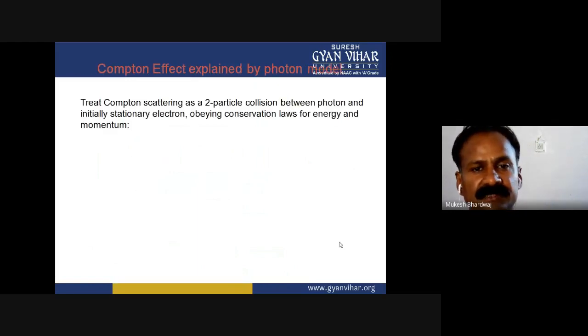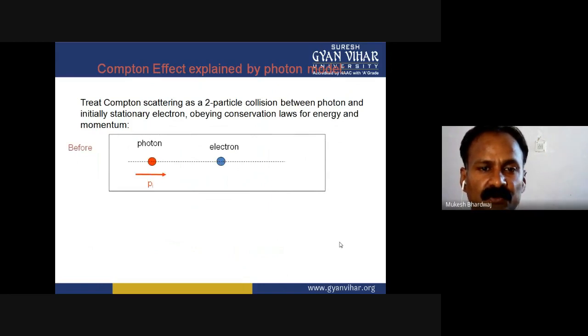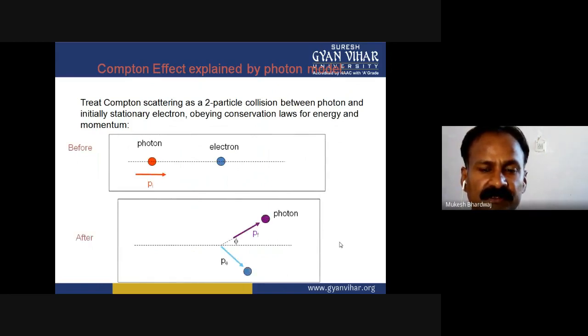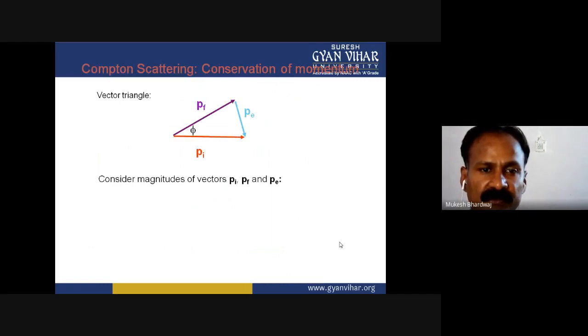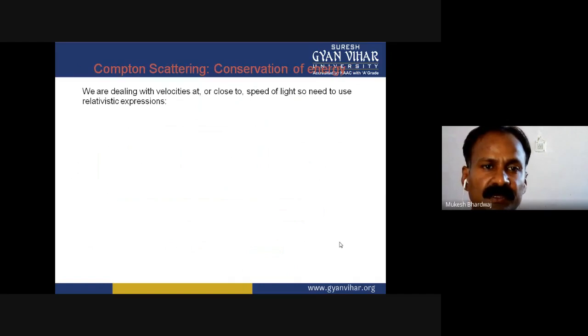Treat Compton scattering as a two-particle collision between a photon and an initially stationary electron, obeying conservation laws for energy and momentum. Before the collision we have the photon and electron; after this, the conservation laws of energy and momentum take place. Vector triangle: consider the magnitudes of the vectors p_i, p_f and p_e. p_e squared equals p_f squared plus p_i squared minus 2 p_f p_i cos phi. We are dealing with velocities at or close to the speed of light, so we need to use relativistic expressions.